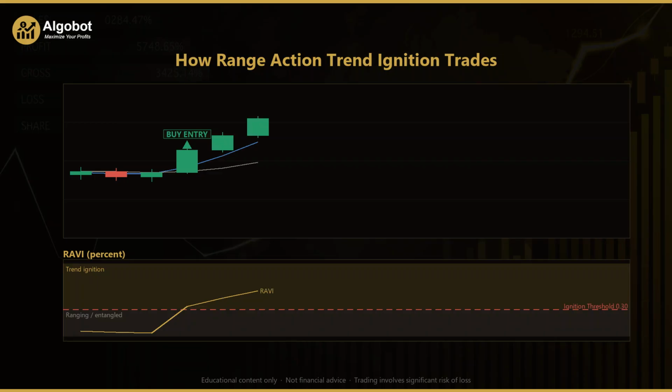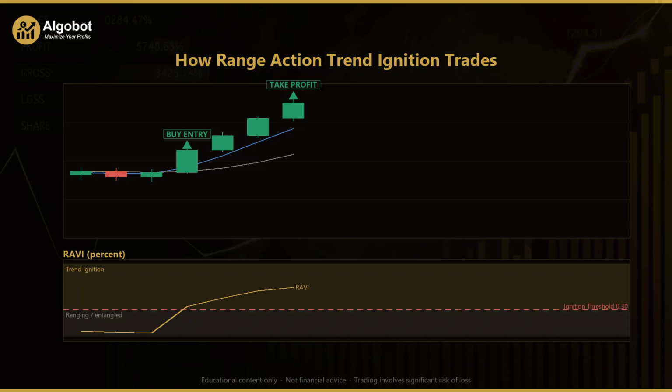Watch what happens next. A strong bullish candle pushes price up and away from the range. As it does, the fast average lifts above the slow average, and the two begin to fan apart. In the panel, RAVI climbs and pushes up through the threshold. That fresh upward cross is the ignition.